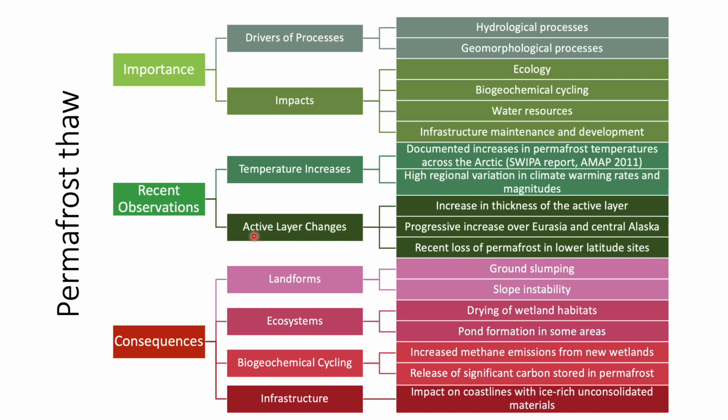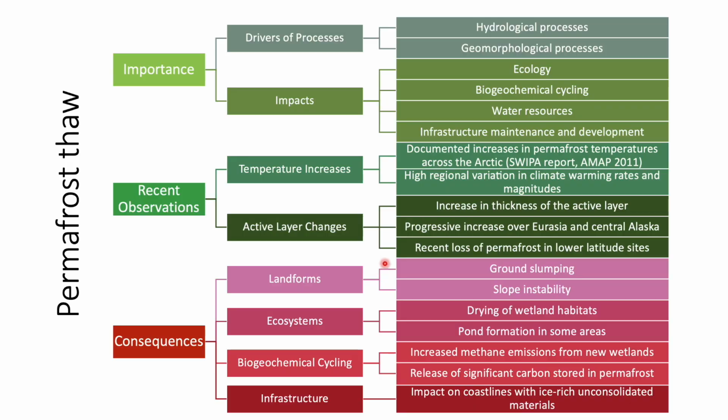And what actually happens is basically the active layer changes. That means an increase in the thickness of the active layer. What is the active layer? It is the area which basically melts during the summer. So if the active layer increases, whatever frozen ice was there is now completely gone and it becomes basically a thick soil. So the progressive increase over Eurasia and Central Alaska is being recorded. And similarly, recent loss of permafrost at lower altitude sites is also happening.